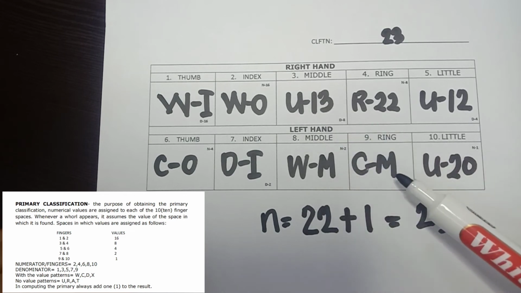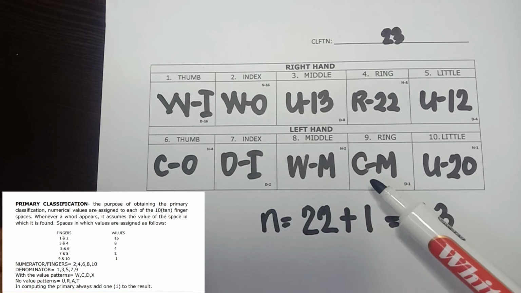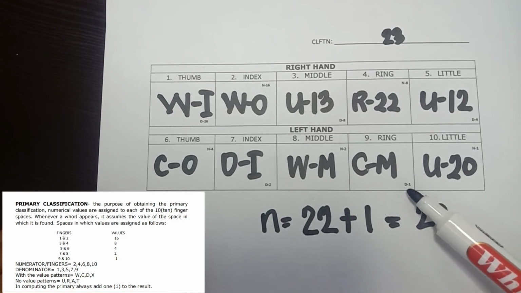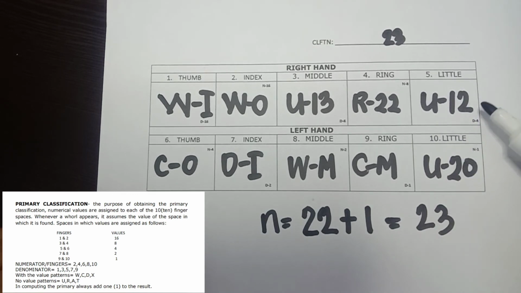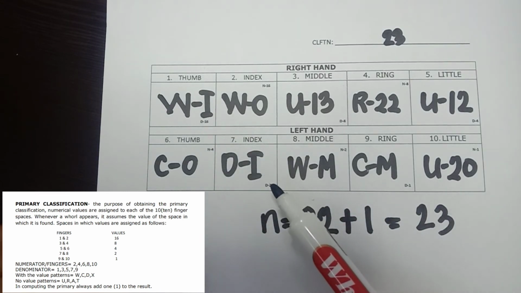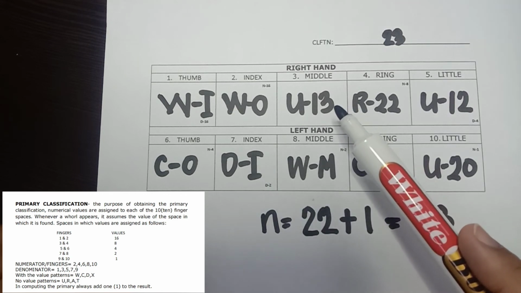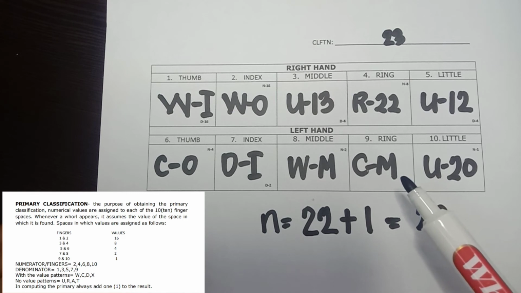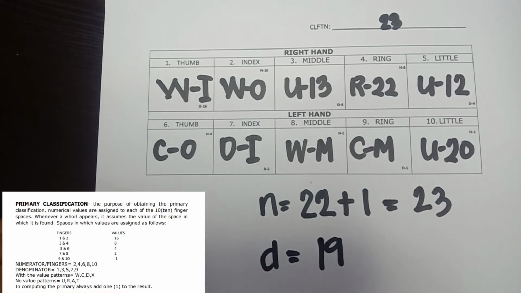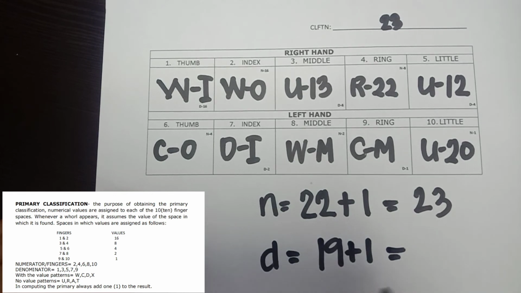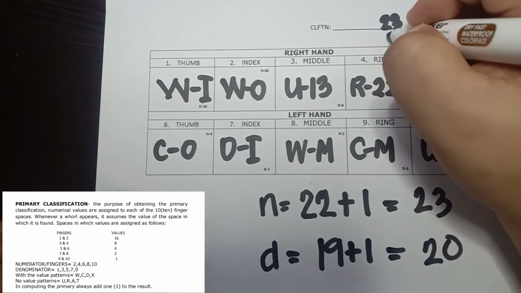We go ahead to finger number 9. This is a central pocket whirl, so we must adopt the value 1. For finger number 5, since this is not a whirl pattern, we will not adopt this one. Let us do the recap. 16 plus 2 is 18, plus 1 is 19, and finger 5 we do not adopt, so our denominator is 19. We must again remember to add 1 as part of the given rule of the primary, making our denominator 20. So our primary classification now is 23 over 20.